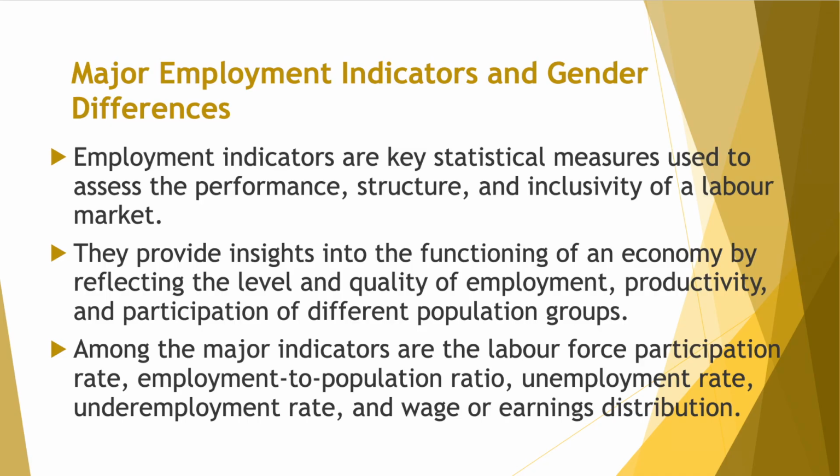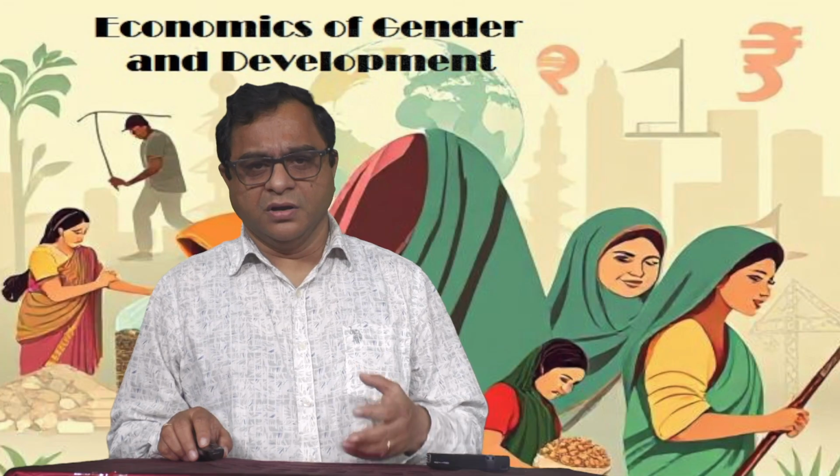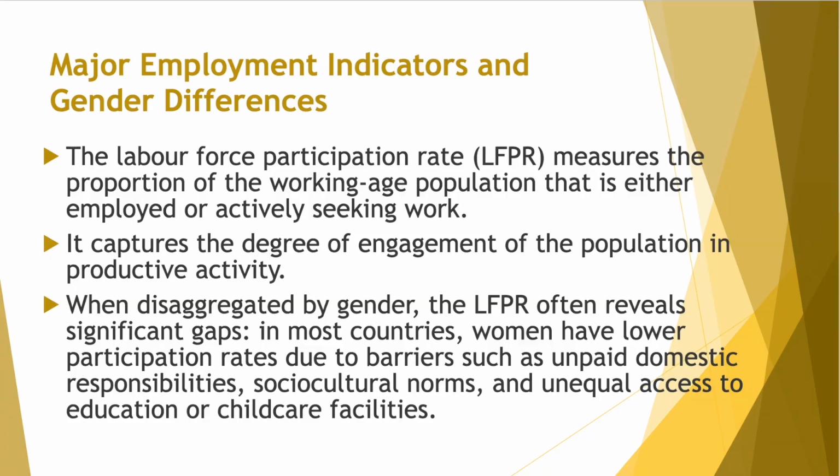So these indicators provide insights into the functioning of an economy by reflecting the level and quality of employment, productivity, and participation of different population groups. Among the major indicators are the labor force participation rate, employment to population ratio, unemployment rate, underemployment rate, and wage or earning distributions. The labor force participation rate, LFPR as you call it in brief, measures the proportion of the working age population that is either employed or actively seeking work. It captures the degree of engagement of the population in productive activity.